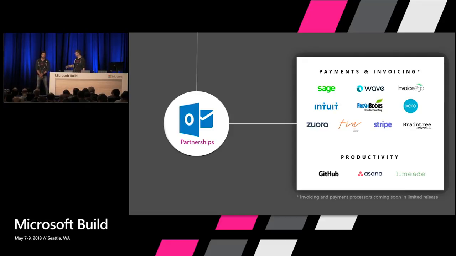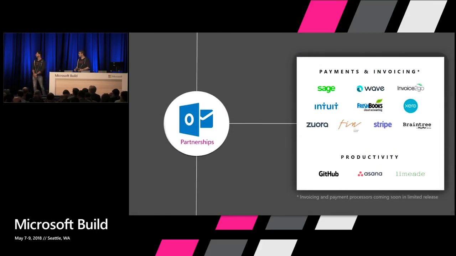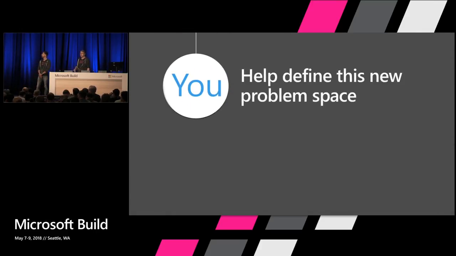At the keynote, you probably saw the demo for GitHub and Limeade. So in GitHub, for example, I'm going to be able to comment on an issue or even close it. And we also have payment support in Outlook coming very soon. And we have a bunch of partners. Hopefully, you got time to see it. Sorry, it's animated. That's totally fine.